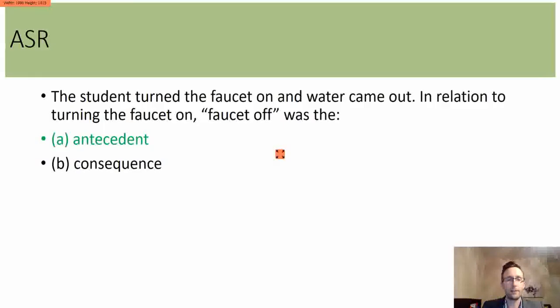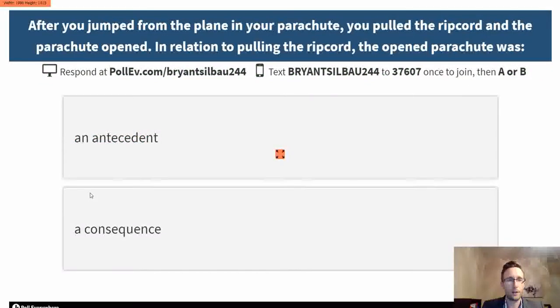Alright, and the answer is antecedent. The student turned the faucet on and the water came out. In relation to turning the faucet on, faucet off was the antecedent because the faucet was off, it set the occasion for or evoked reaching and turning the faucet on. After you jumped from the plane in your parachute, you pulled the ripcord and the parachute opened. In relation to pulling the ripcord, the opened parachute was A, an antecedent, or B, a consequence.